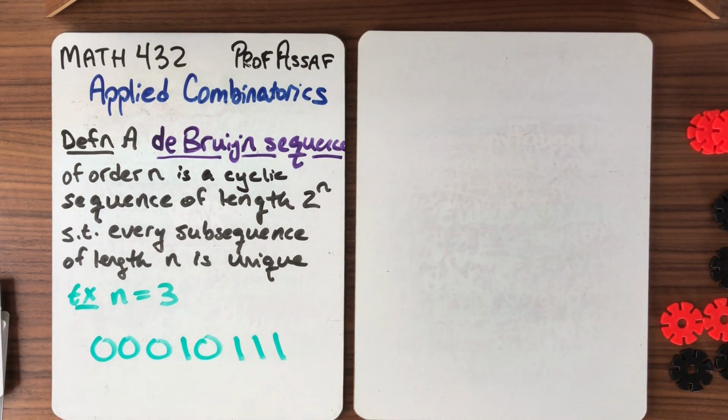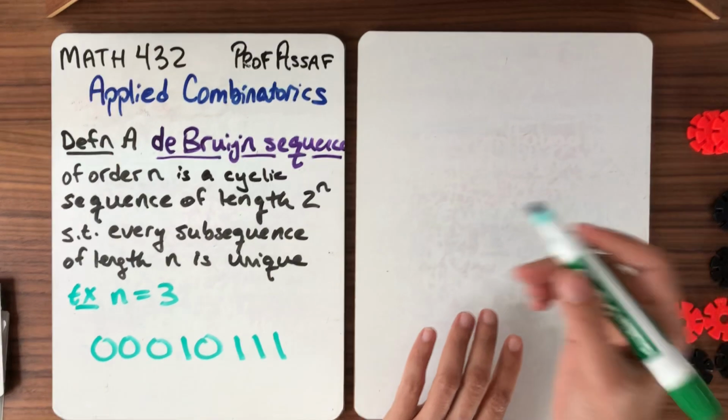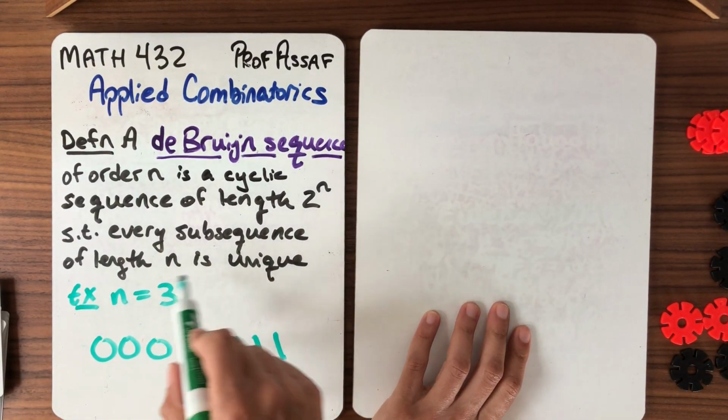So first of all, it needs to have 8 numbers. 1, 2, 3, 4, 5, 6, 7, 8. Yes. And it's binary. It's a binary sequence. I should have said that. So it gets zeros and ones. It gets bits of information. And now every subsequence of length n is unique.